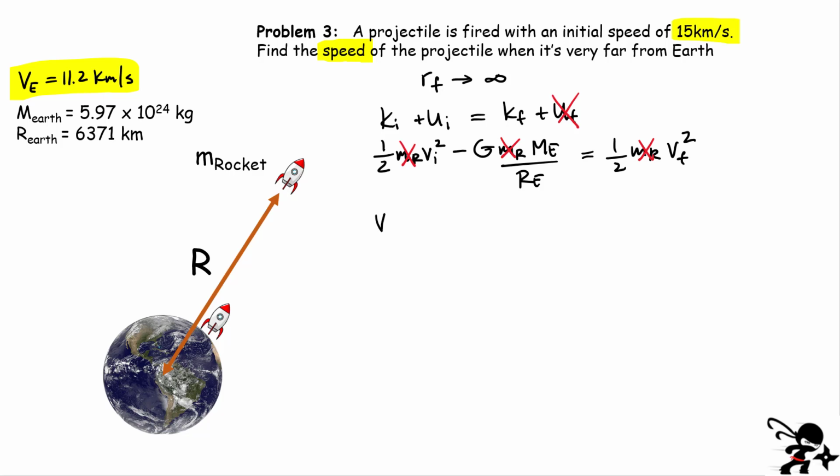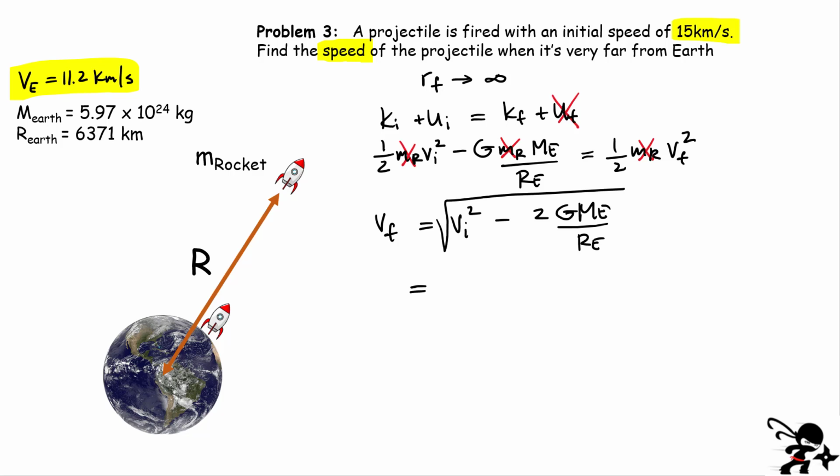I could eliminate that. So you get V final squared equal to, you multiply by 2 everywhere, V initial squared, minus 2G M_E over R_E. Now, last thing we want to do is simply take the square root, and we're just about done. Take the square root on each side. Here's my expression now. Now we substitute in our values.